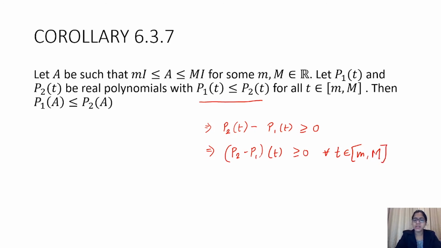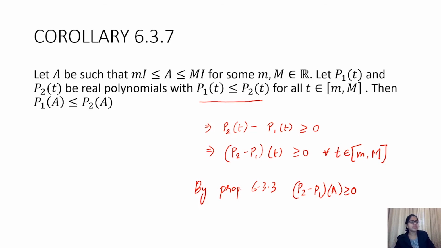So is there anything different in the condition? Then by proposition, the proof is simple. I'm just writing it over here. You might have already got the idea. By proposition 6.3.3, what do I get? P2 minus P1 of A will be greater than or equal to 0. Hence, P1 of A is less than or equal to P2 of A. So the corollary is very much simple given this proposition.